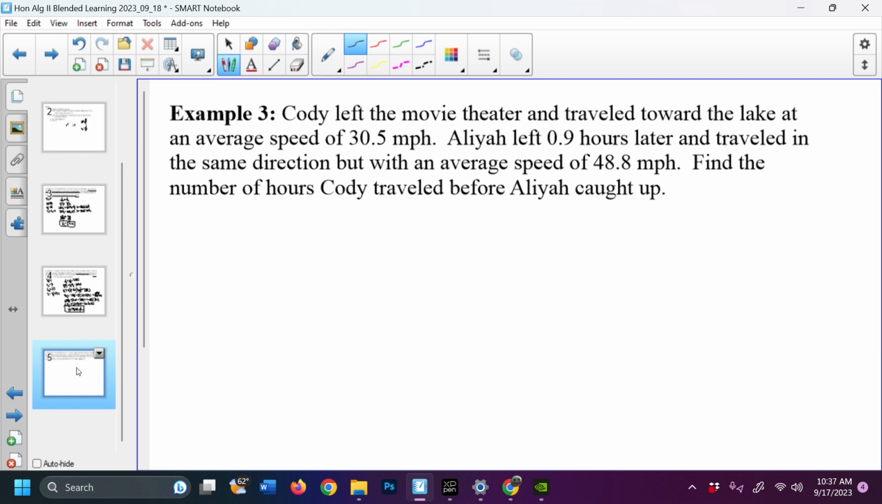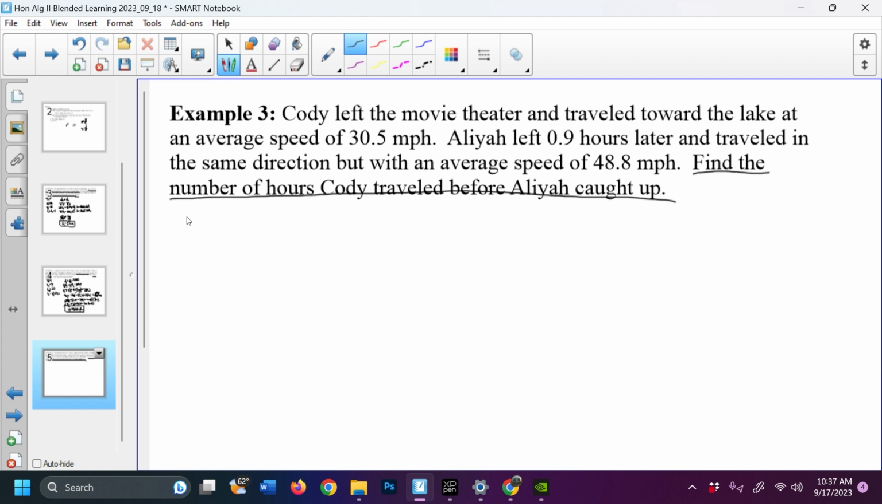All right, last example. Read through the whole thing. Cody left the movie theater and traveled toward the lake at an average speed of 30.5 miles per hour. Aaliyah left 0.9 hours later and traveled in the same direction, but with an average speed of 48.8 miles per hour. Find the number of hours Cody traveled before Aaliyah caught up.